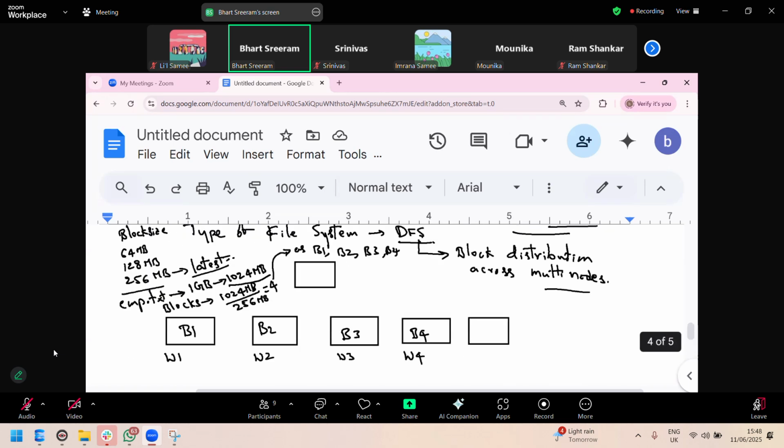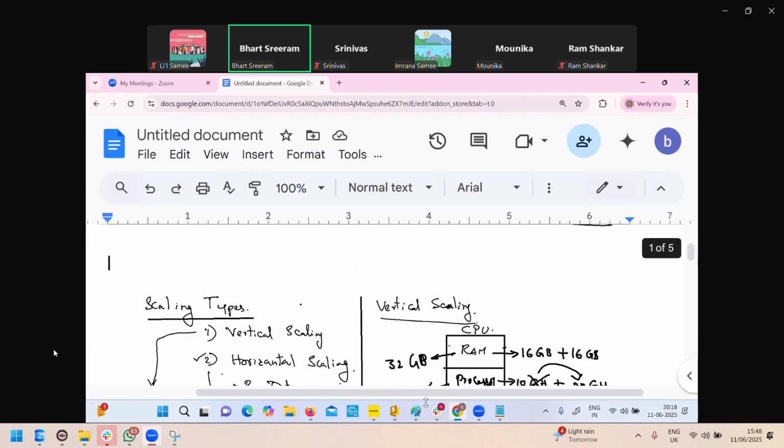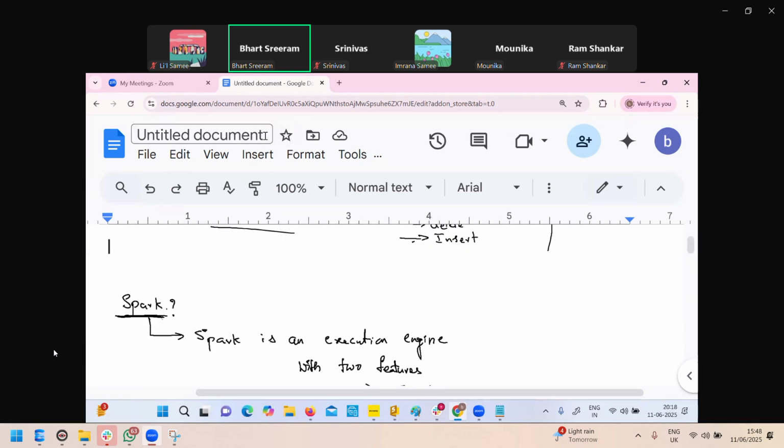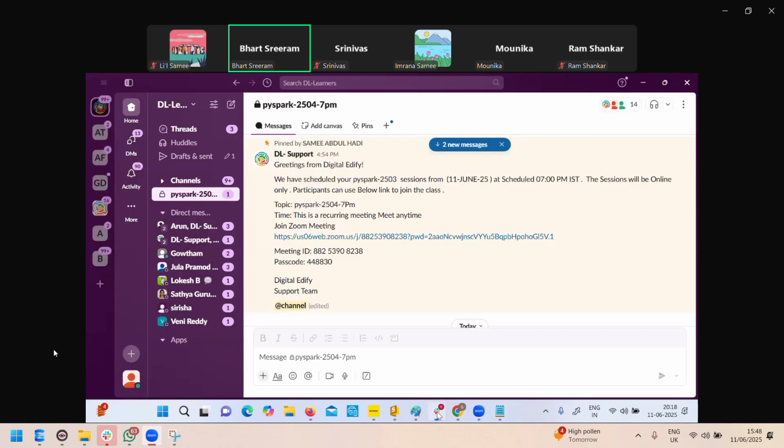Okay, more technicals in tomorrow's session we will discuss. Just wait, hold on the line. I share this. The title Spark. What is the batch code? 2504.